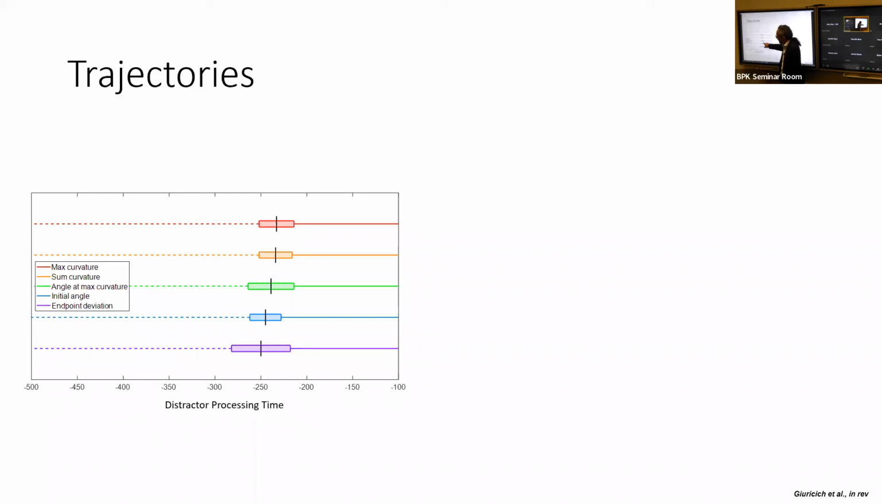Initial angle really is a type of vector averaging of saccades to the target and distractor. Endpoint deviation is very similar, but it allows for error correction during the curved flight. And so endpoint deviation can be slightly more back on target than initial angle. And we wanted to see what the effects were for the curvature in flight on the saccade vector metrics as well.